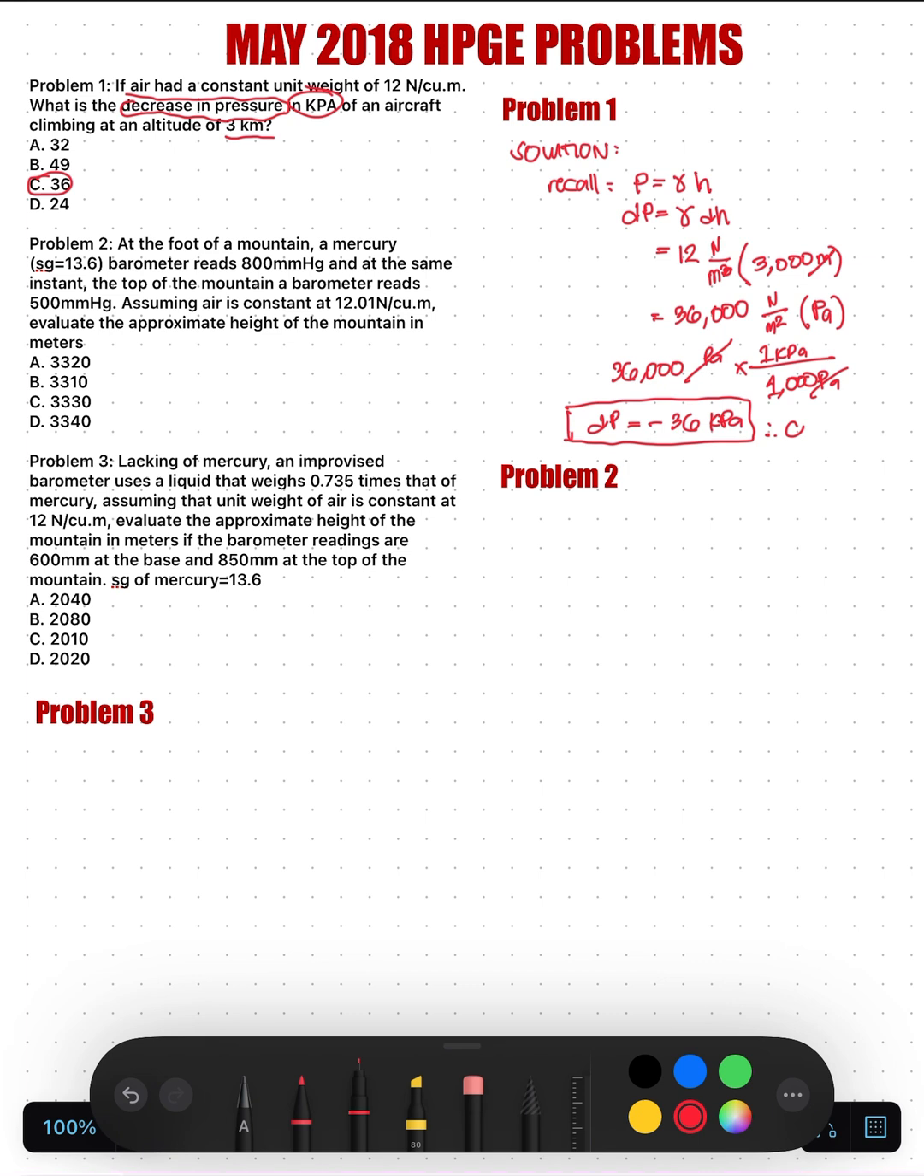Next, problem number 2. At the foot of a mountain, a mercury barometer of specific gravity 13.6 reads 800 millimeters of mercury, and at the same instant, the barometer at the top of the mountain reads 500 millimeters of mercury. Assuming air is constant at 12.01 Newton per cubic meter, evaluate the approximate height of the mountain.